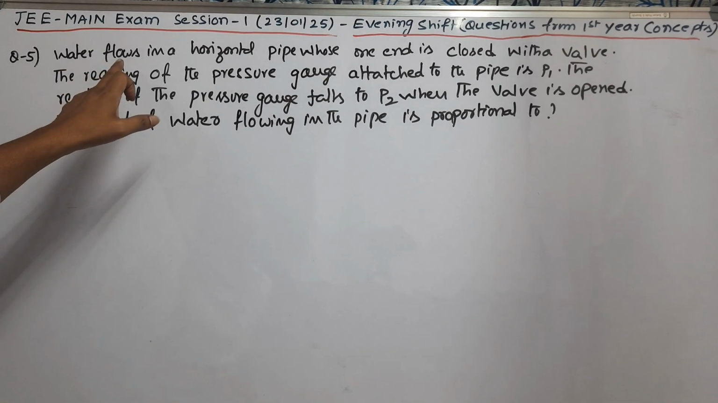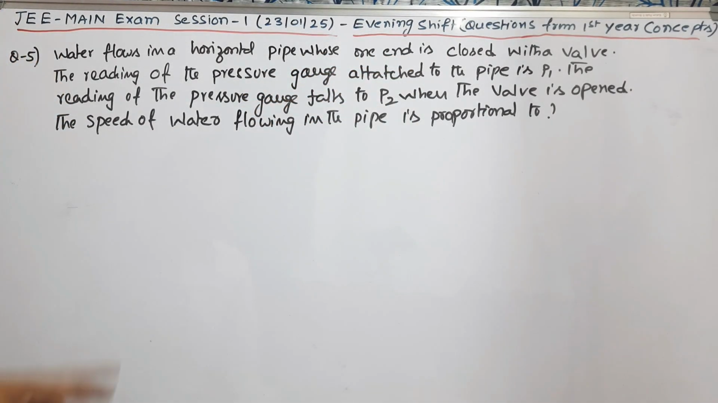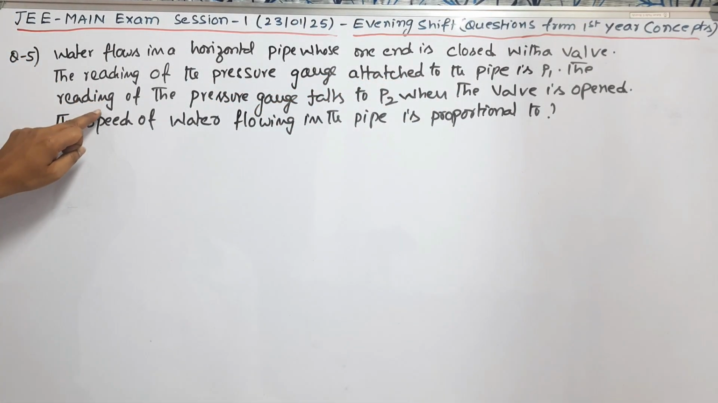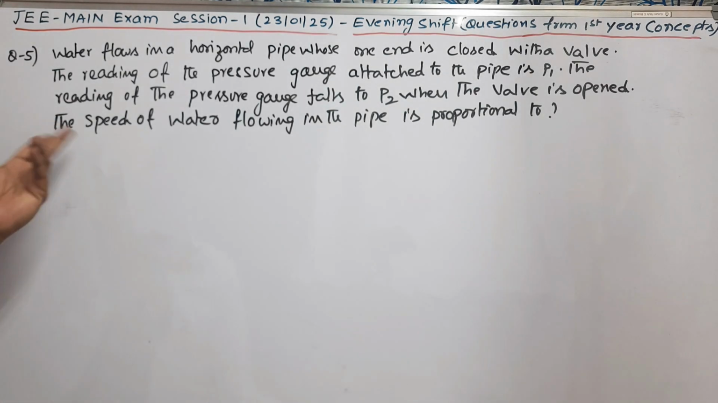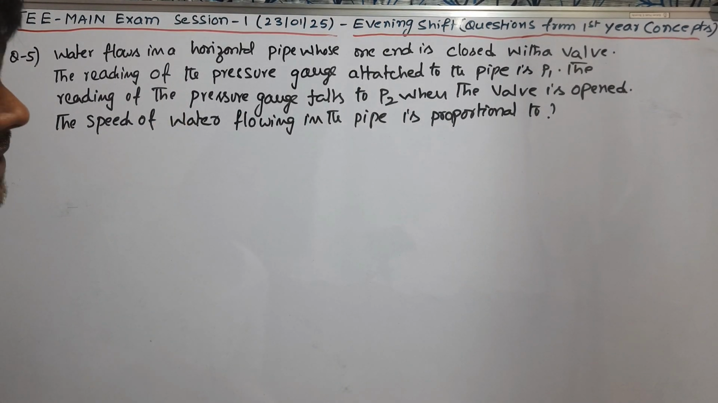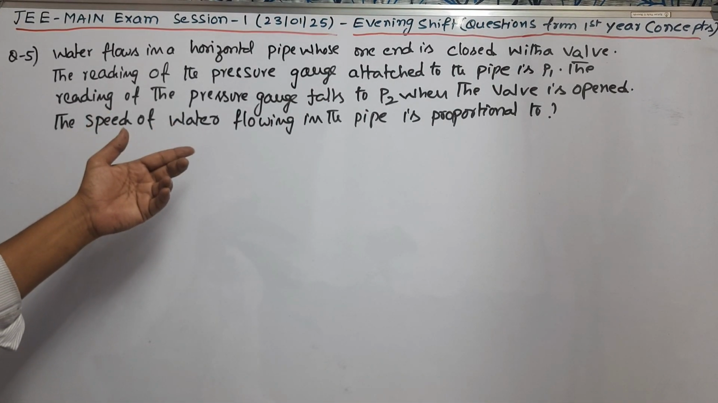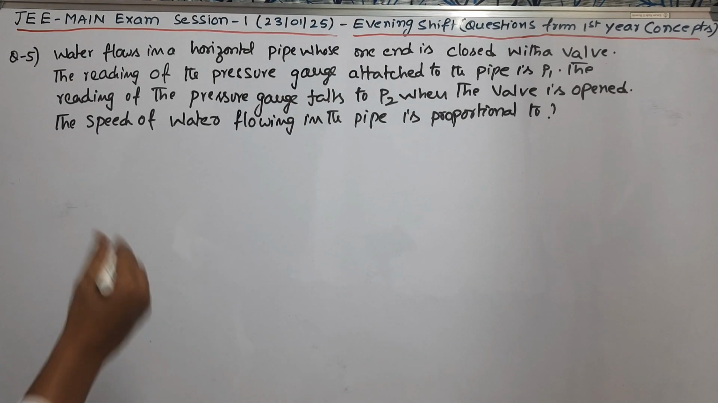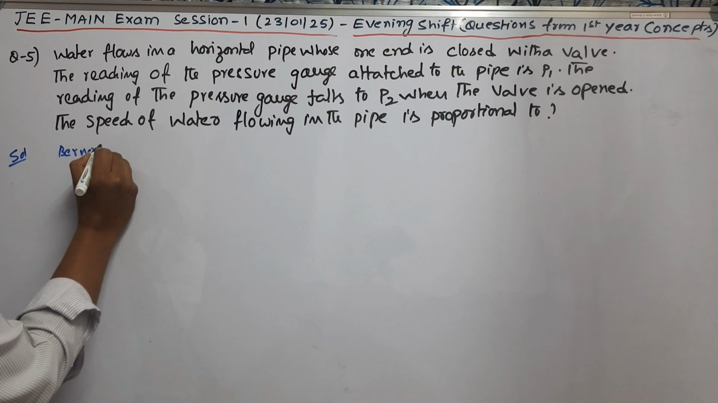The fifth question: water flows in a horizontal pipe whose one end is closed with a valve. The reading of the pressure gauge attached to the pipe is P1. The pressure reading falls to P2 when the valve is opened. The speed of the water flowing in the pipe is proportional to what? The speed of water flow through the given pipe, with respect to the pressure difference between the two ends when it is closed and when it is open. This is solved based on Bernoulli's theorem.